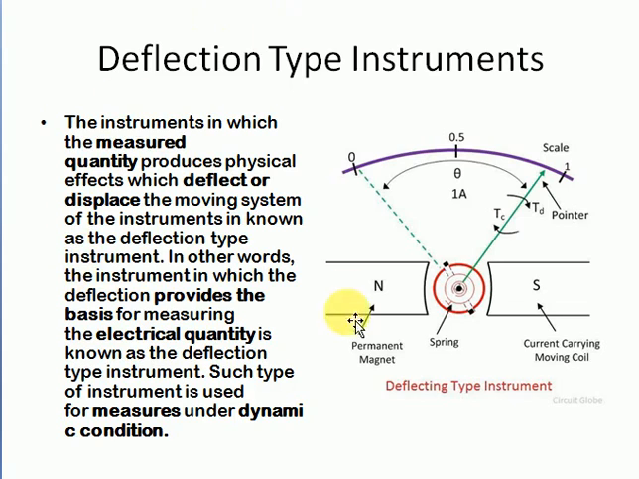So there are the N and S poles, okay? In this instrument a magnetic field is produced due to the N and S poles, and in between a spring is also provided, and with the spring a pointer is attached, okay? So there the deflecting torque is in the clockwise direction, and the controlling torque is opposite to the deflecting torque, because due to the deflecting torque the pointer moves on the scale, okay?